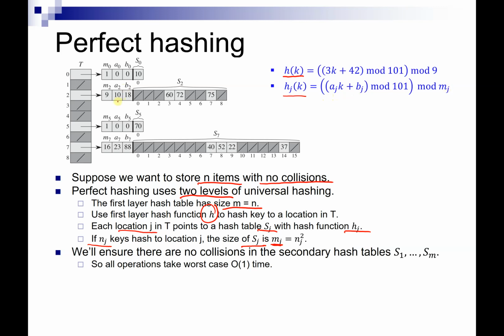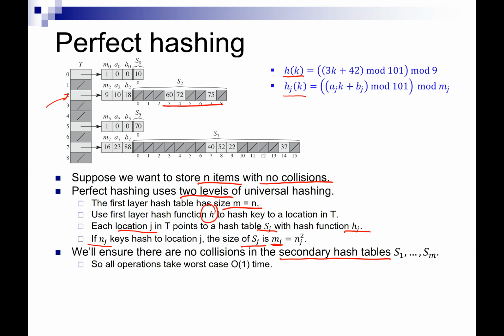And here we're going to set a and b to be 10 and 18. So this is how we implement the hash function. What we're going to ensure is that there are no collisions. So there can be collisions in the first layer hash table, right? For example, we have 3 different values here that hash to the same location in the first layer hash table. However, we're going to ensure that in the second layer hash tables, there are no collisions at all.